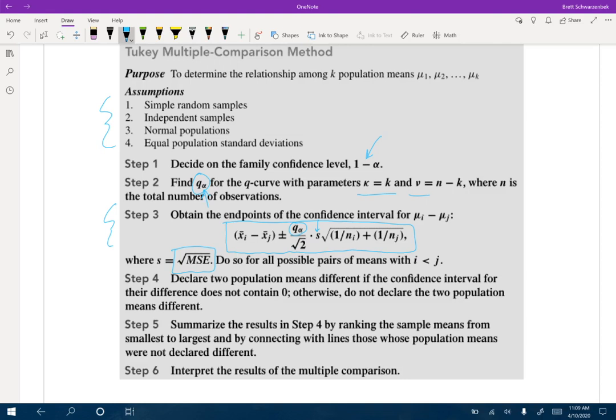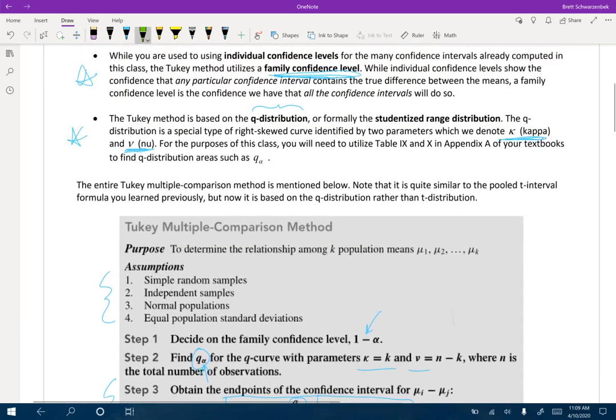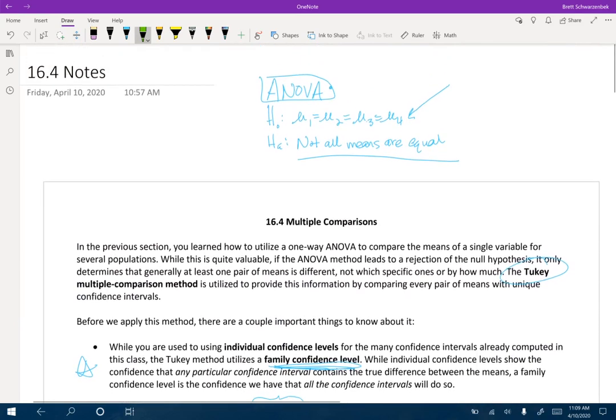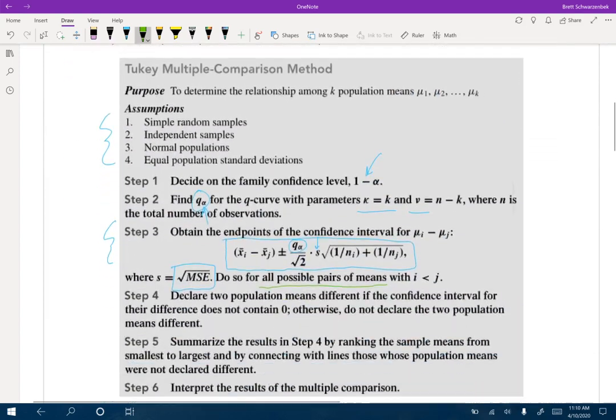But one thing to take note of here, it says do so, in other words, calculate the interval for all possible pairs of means. So that means we're going to have to go to our null and ask, well, how many are there? One, that's another pair, that's another pair. Well, you can do that if you want, but we also have combinations to figure that out. So we'll talk about that in a second. Combinations will tell you how many intervals you actually have to calculate.